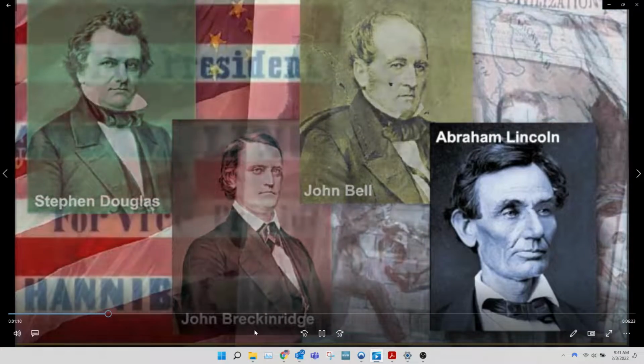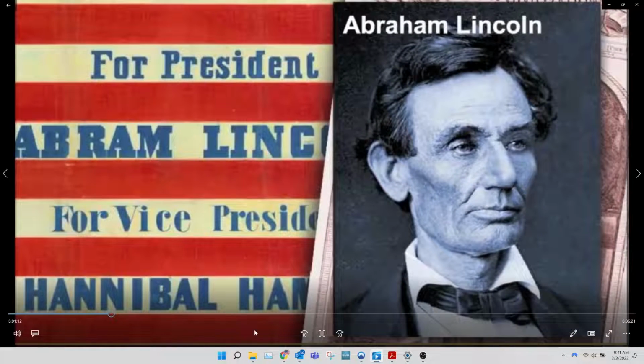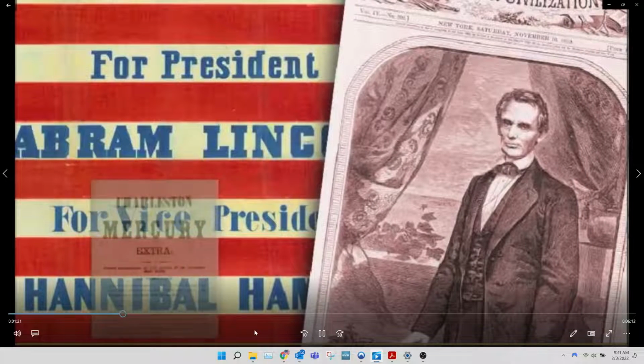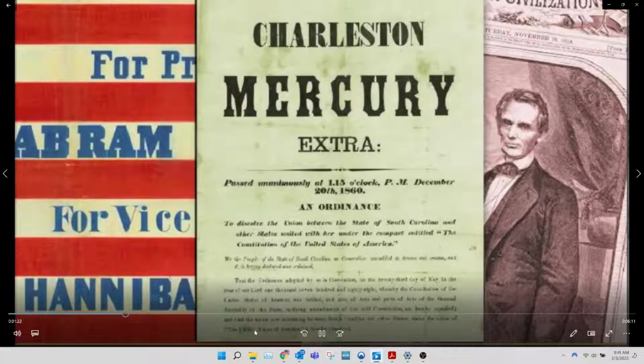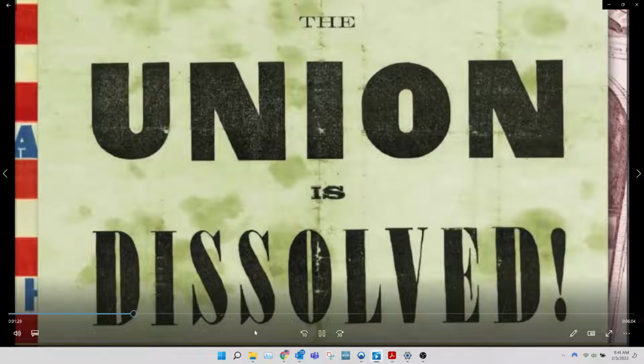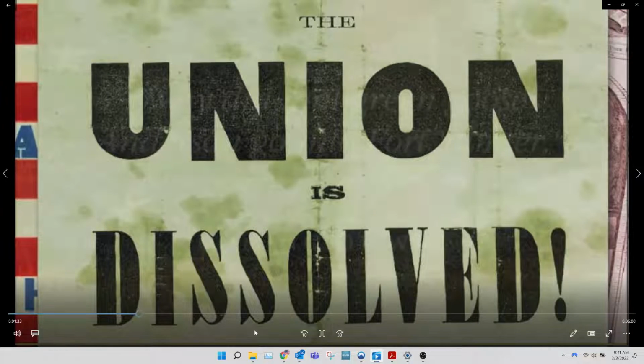Lincoln's anti-slavery views were seen by many Southerners as a direct threat to their way of life. Therefore, when Abraham Lincoln won the election of 1860, Southern states were outraged. On December 20th, 1860, South Carolina seceded from the Union. Six other states soon followed, forming the Confederate States of America. With the Union dissolved, civil war was inevitable.